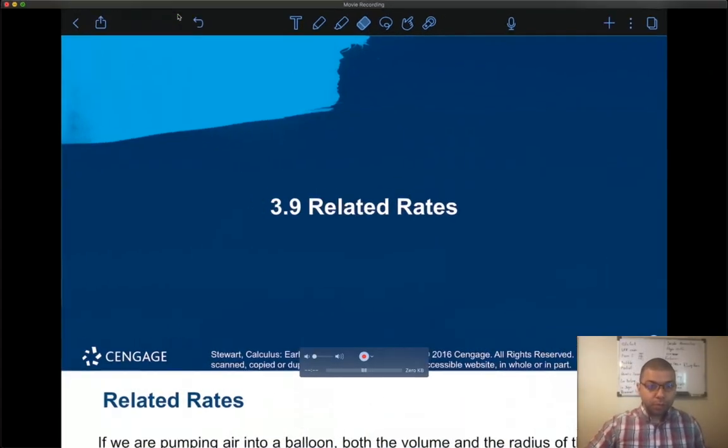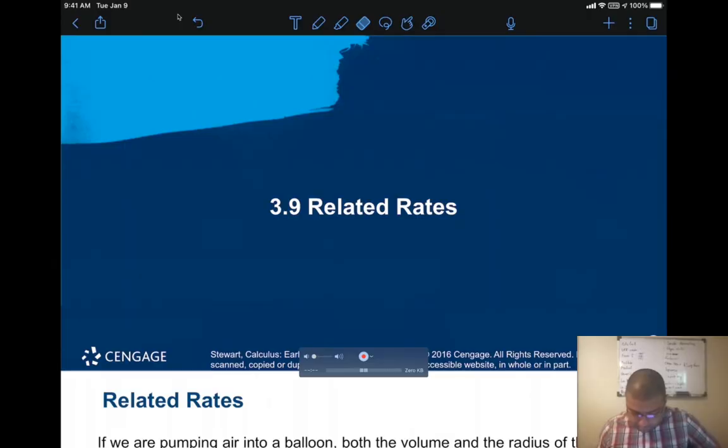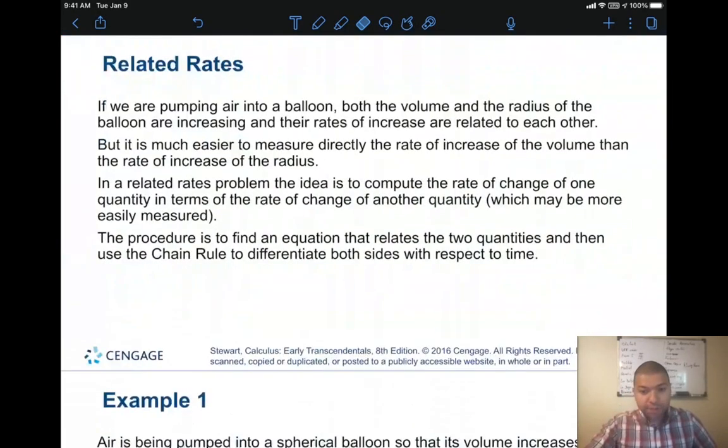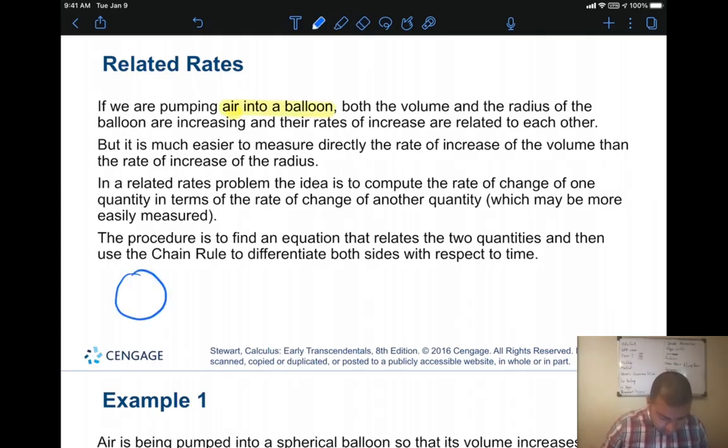Okay, related rates. As the name says, we're trying to find a relationship between two rates of change of two different quantities. Okay, so imagine the situation that we're pumping air into a balloon. So I'm gonna make a drawing here. Let's make it roughly spherical like this, and we're pumping air into it.